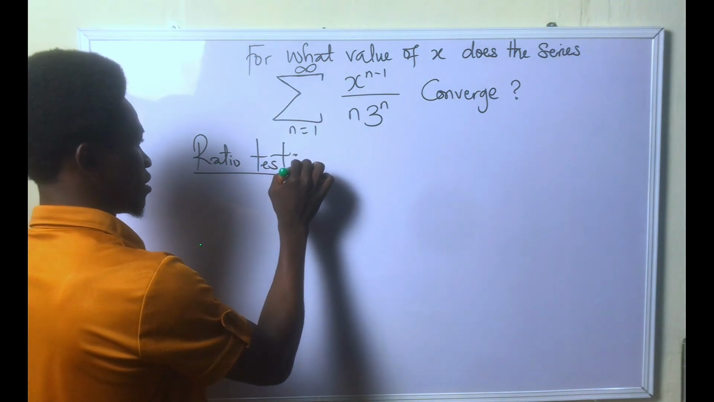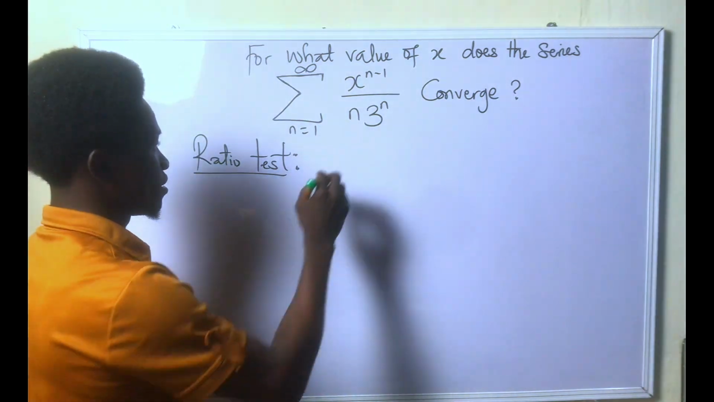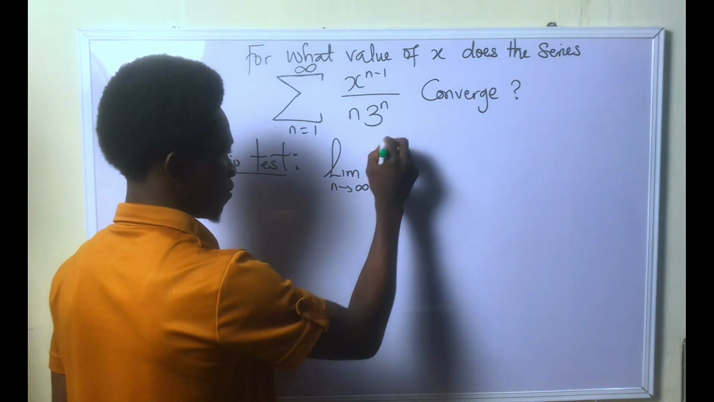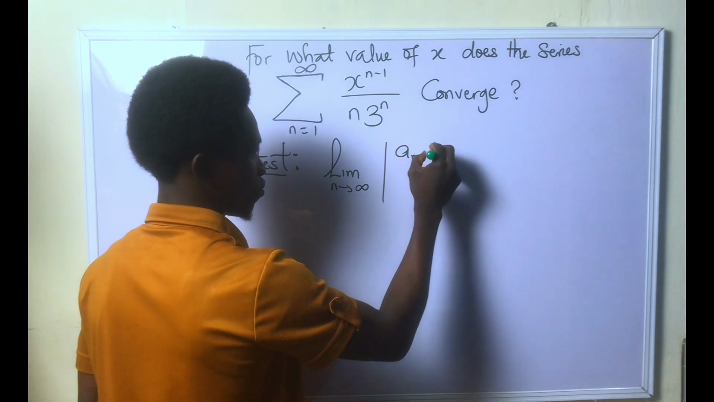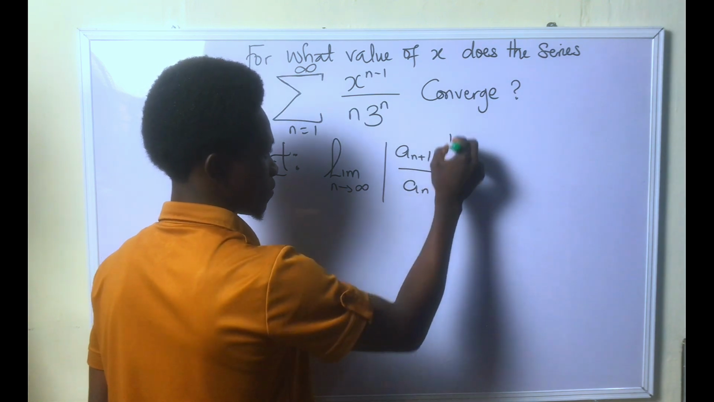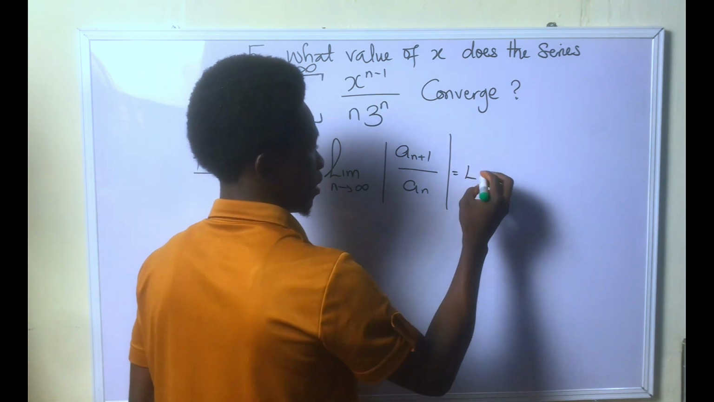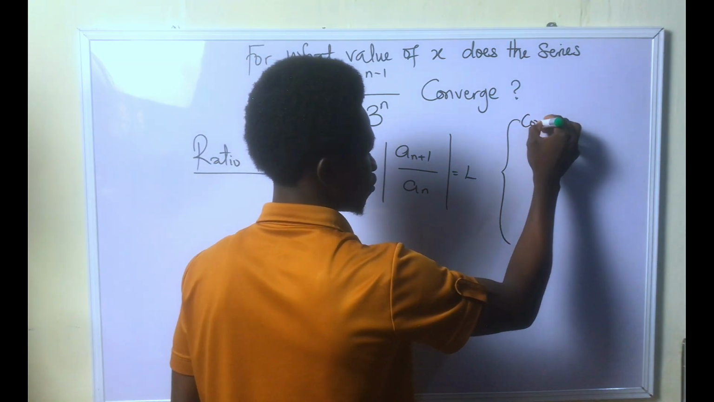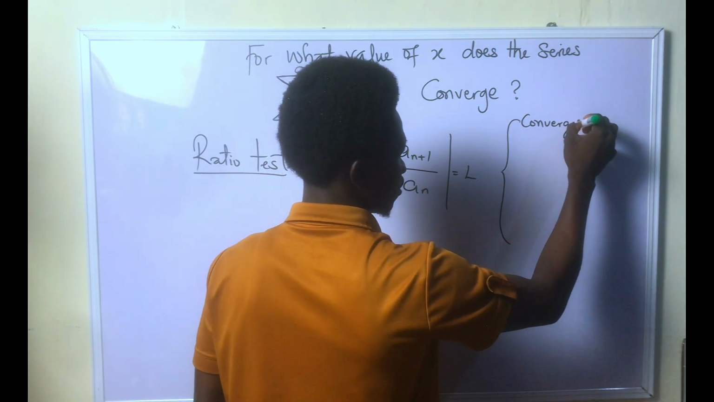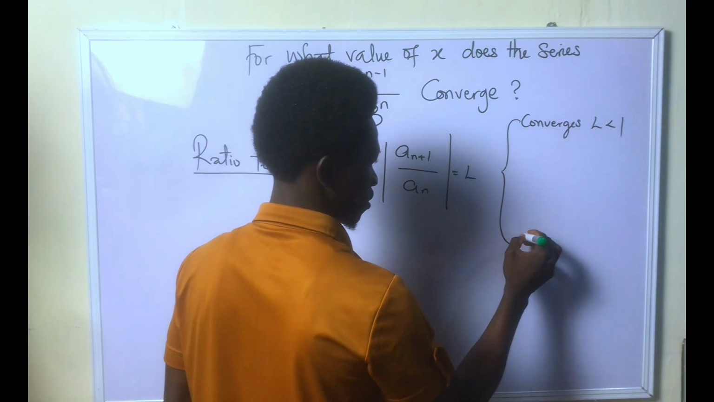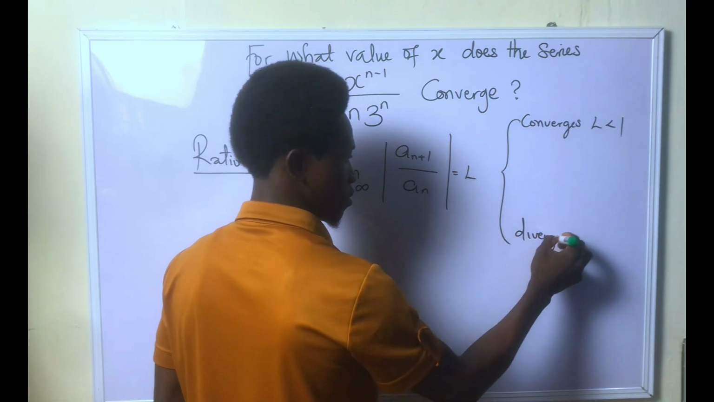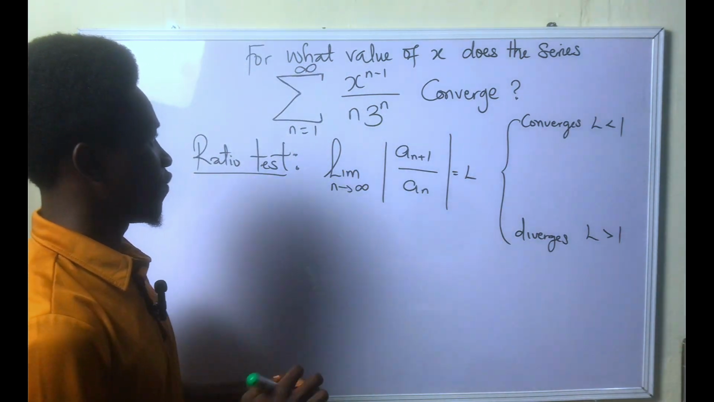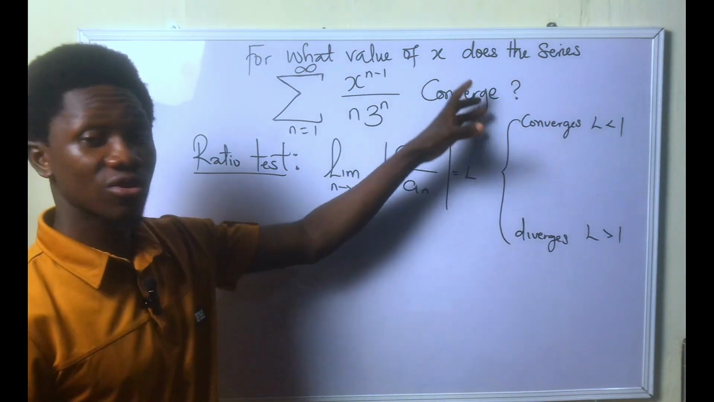So what does the ratio test for convergence say? It says the limit as n tends to infinity of a_(n+1) over a_n equals L, and we say that the series converges when L is less than 1, and diverges when L is greater than 1. So I will use this knowledge to find the value of x that will make this converge.